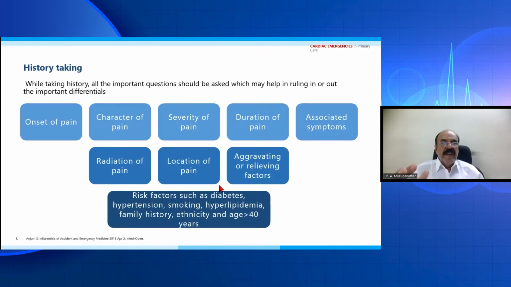How do you approach chest pain? First of all, the clinical examination and clinical history is very important. Nowadays, people don't spend time on the clinical history and examination, which is a forgotten art. You should ask important questions, and by getting the history itself, one can suspect or arrive at certain diagnoses. If they say chest pain, what is the onset of pain? What is the character of pain? What is the severity of pain? The duration. Is the pain associated with symptoms like sweating or breathlessness? Is the pain radiating? The location of pain. What are the factors which aggravate the pain? Risk factors such as diabetes, hypertension, smoking, hyperlipidemia, cholesterol, family history, ethnicity, and age above 40 years. All the risk factors.